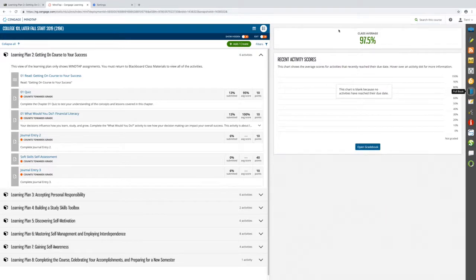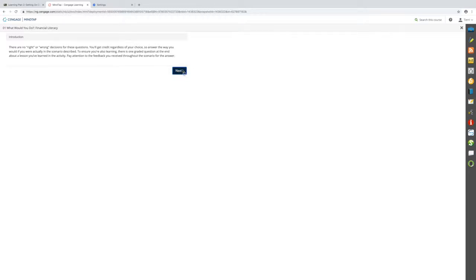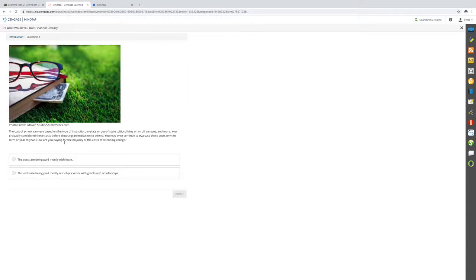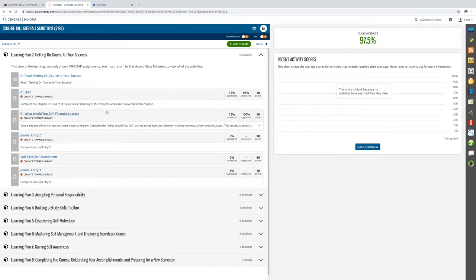It also goes through here too, so once you're done with it, you can go back through here. In each chapter there's a what would you do. I don't think there's a right or wrong answer, you just get points for completing this. So thinking through this, it says the cost of school can vary based on the type of institution, in-state or out-of-state. You can just say where you're at. So this walks you through financial literacy and how your decisions influence how you learn, study, and grow. So that's really the intent for that.